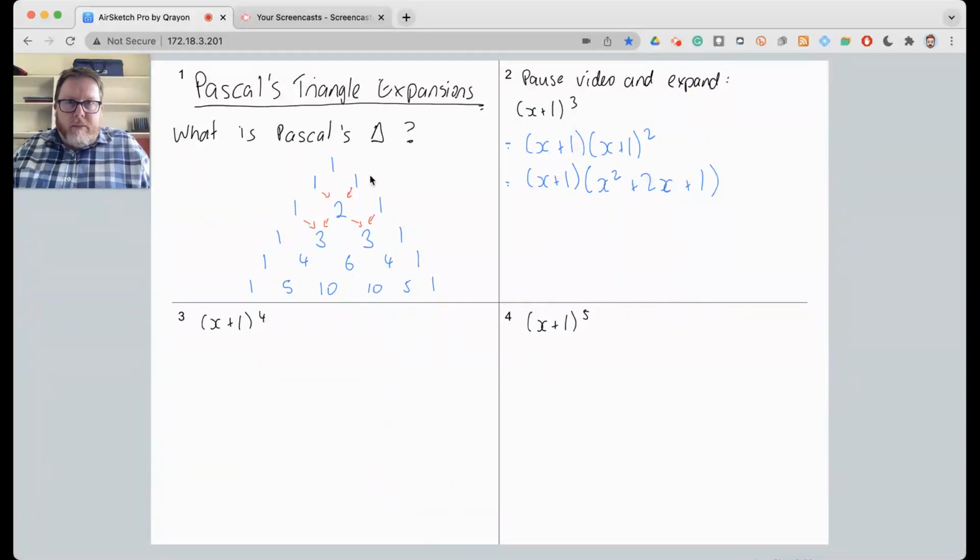Now you can use the chicken beak method or you can use your box method in order to complete this expansion. Pause the video and finish the expansion.